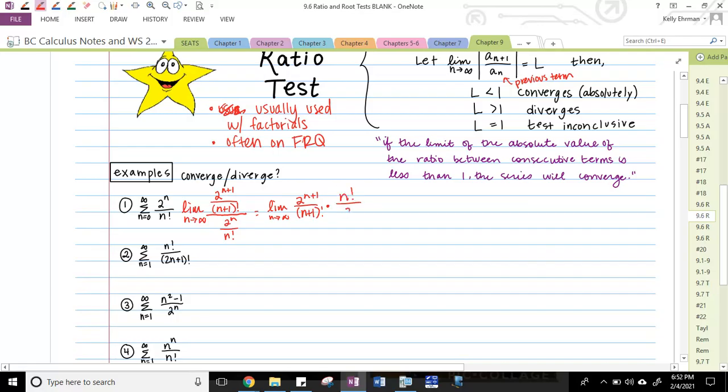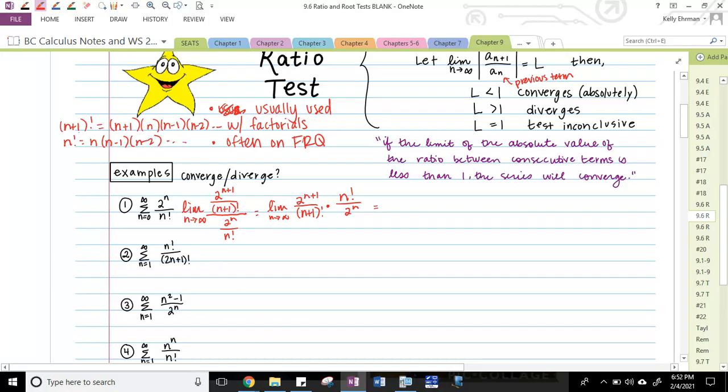n factorial over 2 to the n. Now, way back in the beginning of the chapter, we talked about canceling factorials, and we're going to need that skill here. So back when we were looking at just sequences, n factorial and n plus 1 factorial. Remember, n plus 1 factorial, if you want to write this somewhere, is n plus 1 times n, times n minus 1, times n minus 2, etc. n factorial is n times n minus 1 times n minus 2, etc.